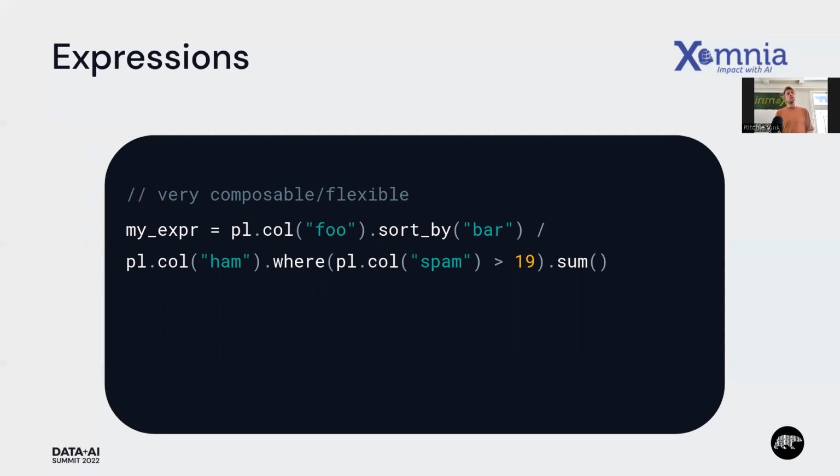And this is a slide where I want to show this composability, the flexibility. So here we take a column foo and we sort that column by another column bar, and then we divide that by the sum of the column hen, yet another column, but only where it's larger than 19, where the column span is larger than 19. So this already takes 4 columns, some predicates, some sorting, a division, and you don't need any. So it is very flexible. This will be run by Polars on the query engine, and we will make sure that we run this as fast as possible.